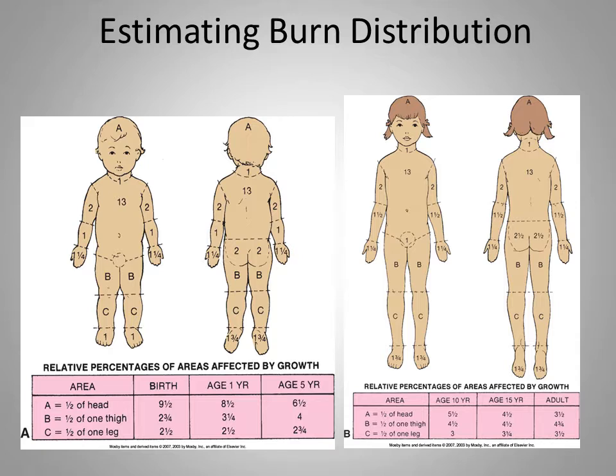At birth, the head is 9.5% of the total body surface area. By the time a child is 5 years old, it's now down to 6.5%, and by the time a child has achieved adulthood, one half of the head is 3.5%. When you take a look at letters B and C, the older the child gets, those percentages will increase.